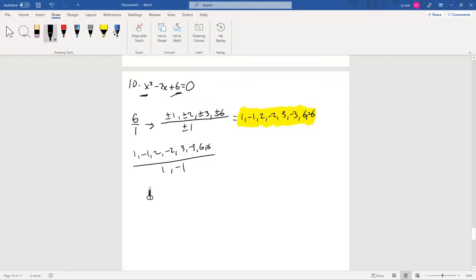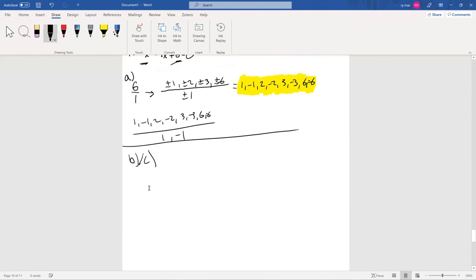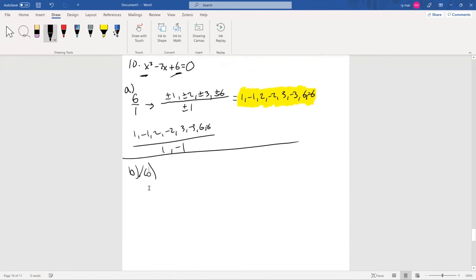And so just so you can keep track on your own, this is part A, all right here. And then now down here, I'm going to start on part B, B/C, we could say, because it's going to be both of them. All right, so I'm going to do synthetic division with 1.